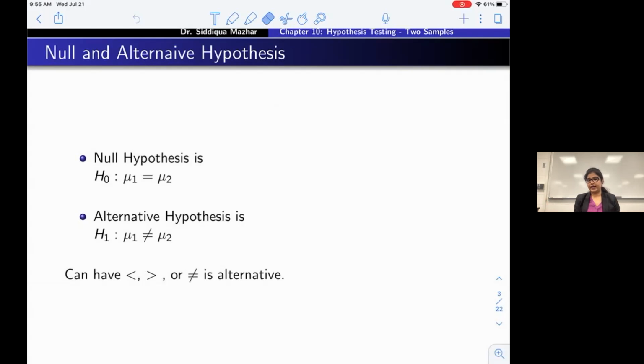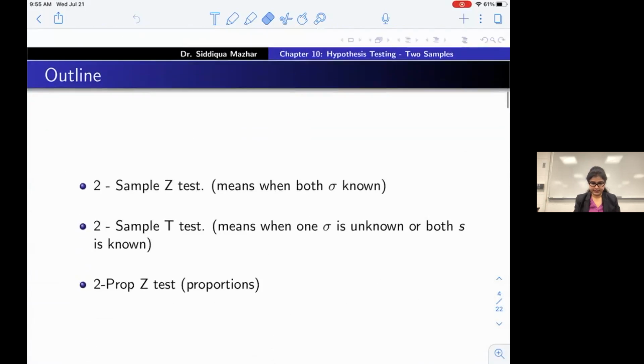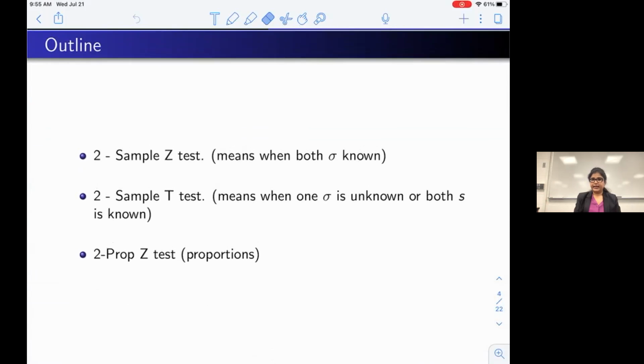Otherwise, if I'm not accepting this claim, then I'm going to use the not-equal-to sign. So it's the same thing, but from a different perspective, looking at the null hypothesis and alternative hypothesis. Same as in chapter 9, where we were doing the z-test, t-test, and proportion test, but that was only for one sample. So here we will be looking at the two sample z-test, two sample t-test, and two proportion z-test.